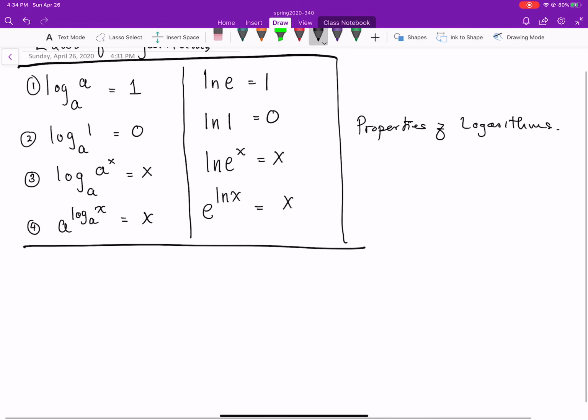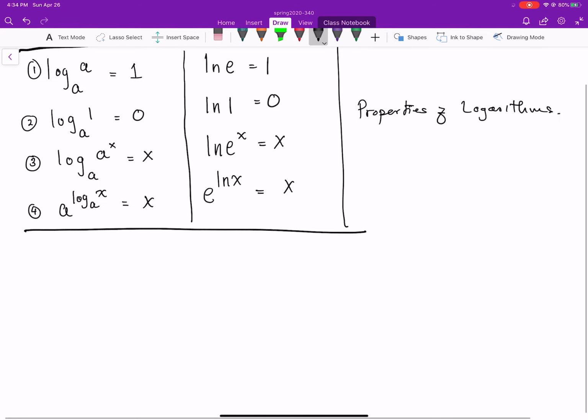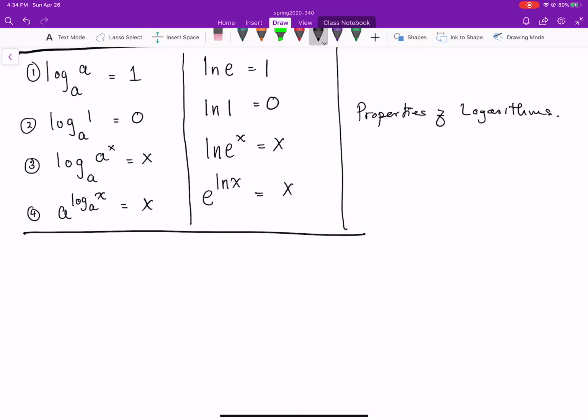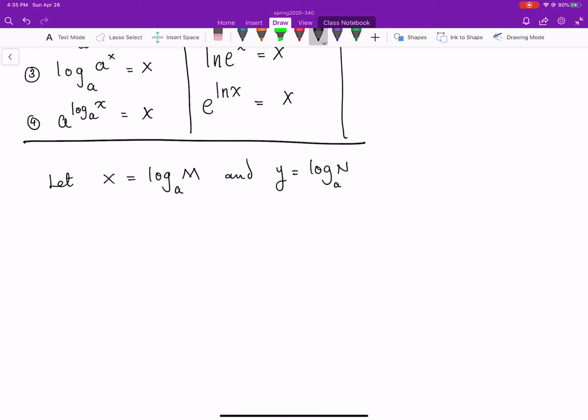Now let's look at the laws. So there are 3 laws. Let's look at the first one. But before we do that, I'm going to make this declaration. I'm going to let x be equal to log a m, and y is equal to log a n. All right, so this is my declaration. So let's look at the first one, the product rule.